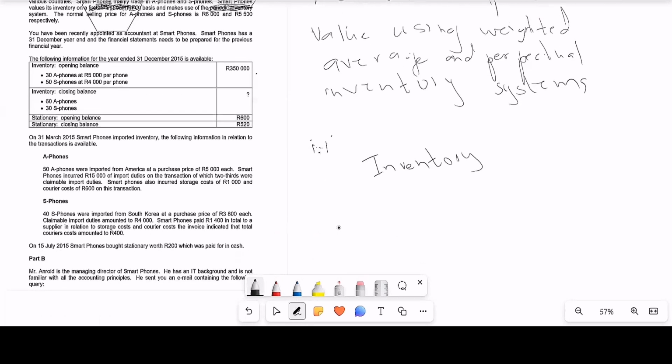So this one, we're going to be calculating the same thing, the closing balance of inventory, just on the different systems. So this one is going to be the A phone, and it's going to be the S phone and the stationery. Remember, guys, the stationery was given, so it's going to be the same balance. So let me quickly do the calculations.